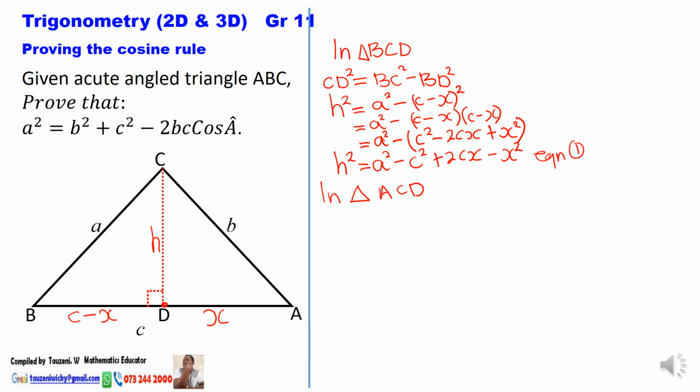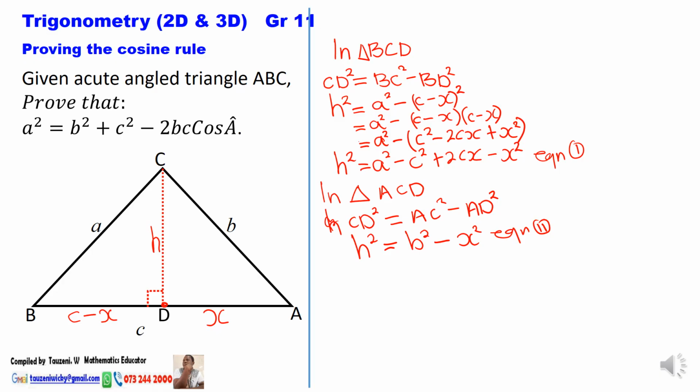So in triangle ACD, maybe let's start by CD. CD squared is equal to the hypotenuse, which is AC squared, minus AD squared. This is also the theorem of Pythagoras. CD is equal to h, therefore h squared is equal to AC squared, which is b squared, minus AD squared. AD is equal to x, so that is x squared. This is already in simplified form. Now we have got equation number 2.